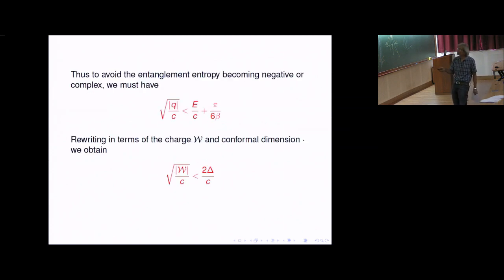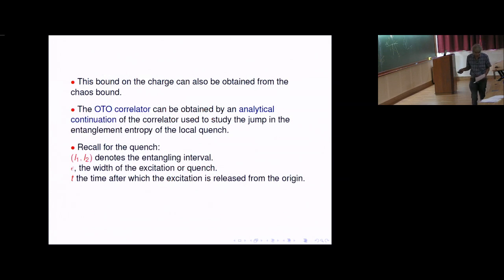To avoid this, this is the bound we found. If you rewrite it in terms of the charge W and the conformal dimension, after removing the epsilons and so on, this is the particular bound we have taken. So the spin 3 charge is bounded by the conformal dimension in this particular manner. And of course, the bound on the charge which we saw can also be seen from looking at the chaos bound.